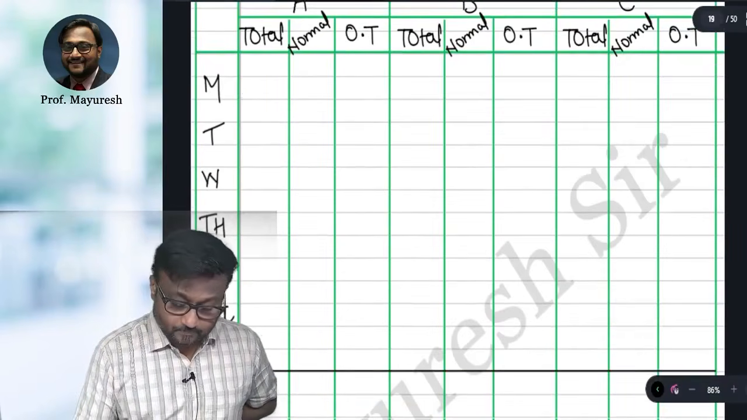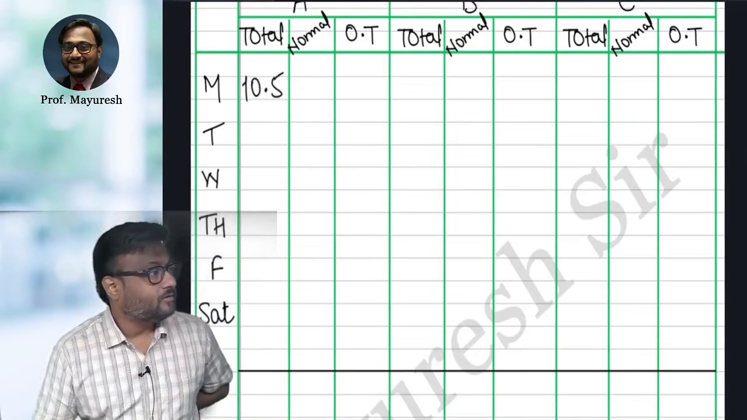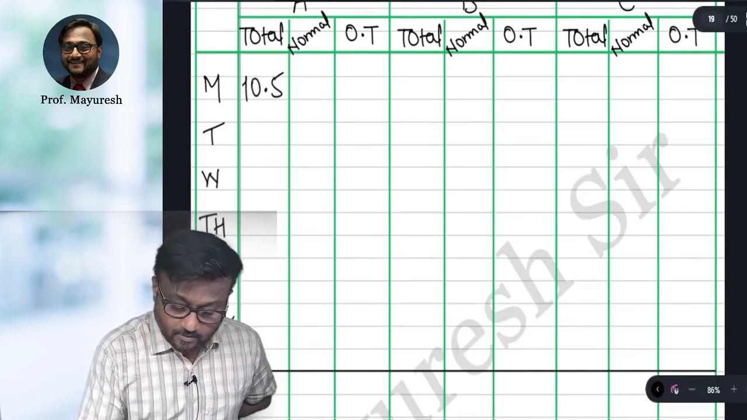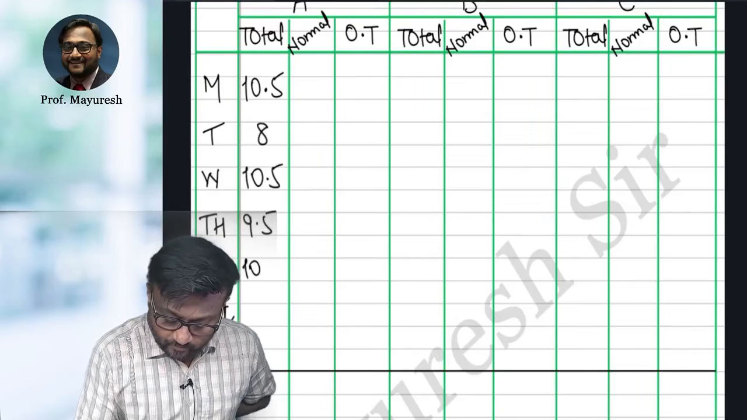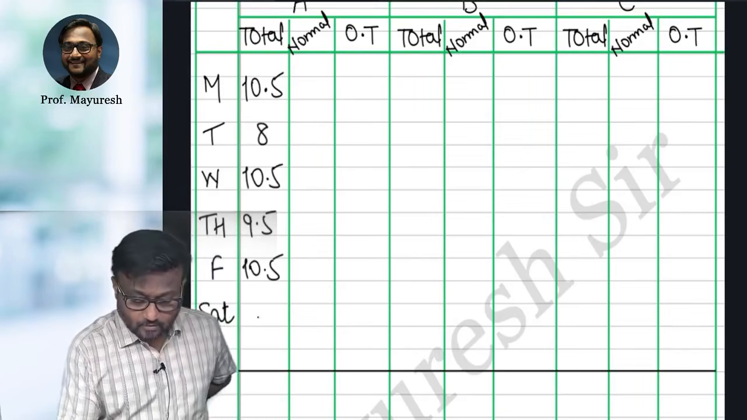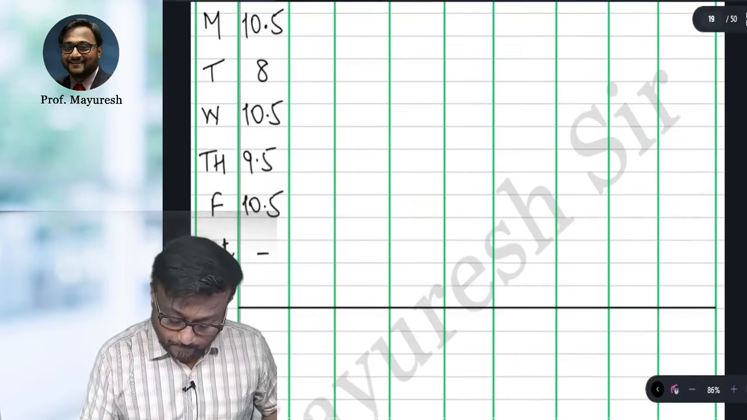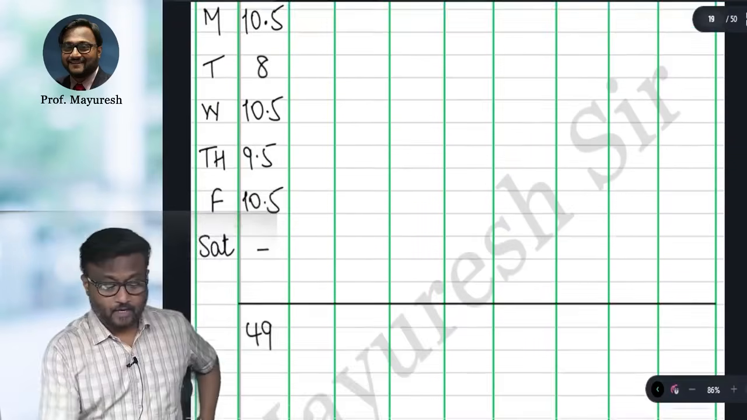A's hours: 10.5, then 8, 10.5, 9.5, and no work on Saturday. So how much is the total? 49 hours.